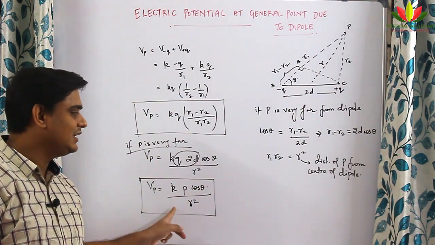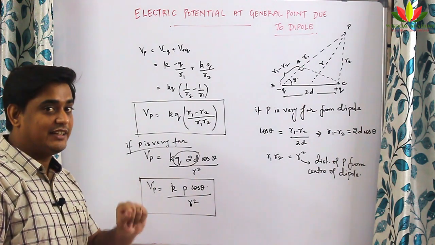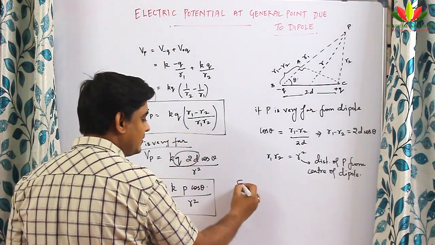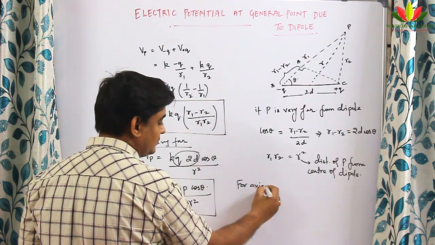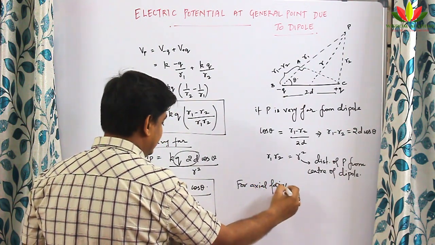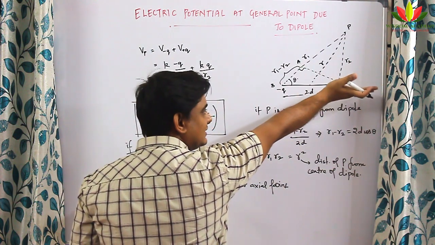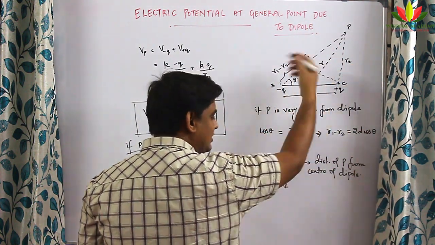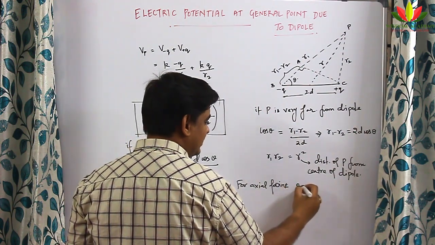Now, this expression will also help you in checking what you found for axial and equatorial point. So, for axial point, this means P is present somewhere here on the axial line. Then theta is equal to 0. For axial point, theta is equal to 0.